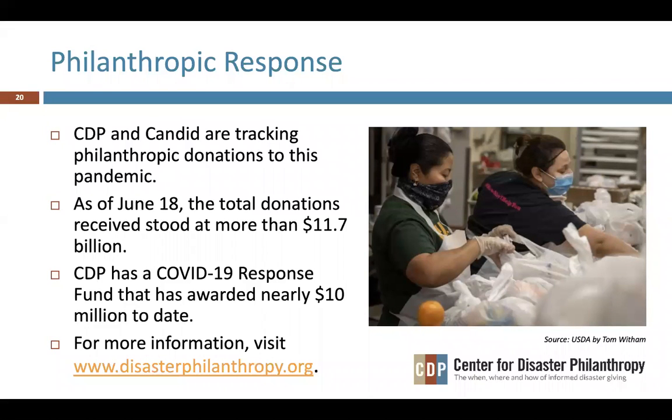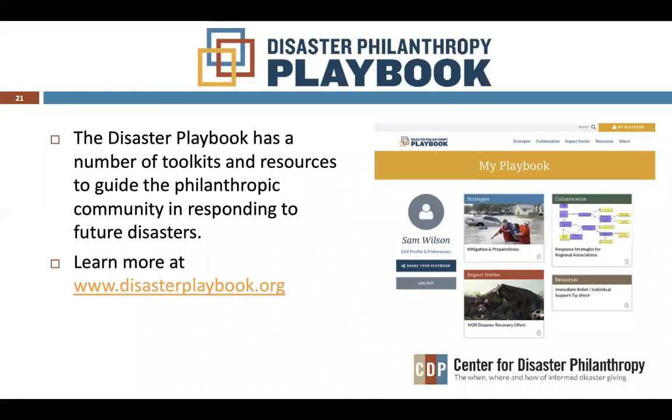CDP itself has many resources devoted to disaster philanthropy that can assist you, including our COVID-19 response fund. And our staff are always available to provide guidance. You can find more information about our work at disasterphilanthropy.org. To those of you who may be planning disaster response funding, we have additional information in our disaster philanthropy playbook, including the localization toolkit we talked about earlier. You can find this resource at disasterplaybook.org.